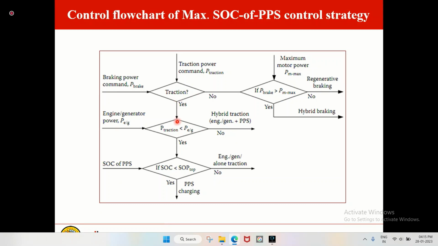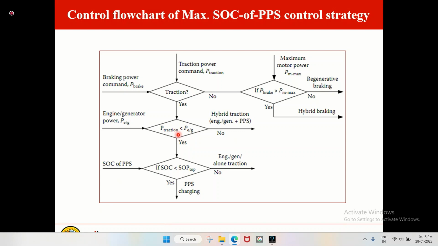So yes, if traction is demanded, then your system should use this input, the engine generator power, and then check whether this engine generator power is greater than or less than the traction power. If the answer to this question is no, that is, the engine generator power is less than the traction power, then the available power is not sufficient, which means we will have to go for hybrid traction, that is, engine generator as well as battery, right?